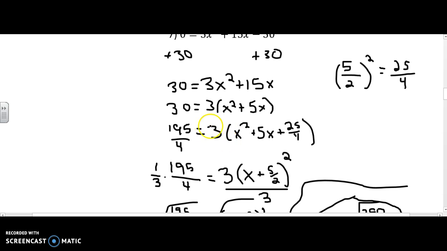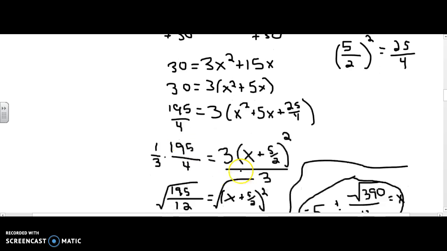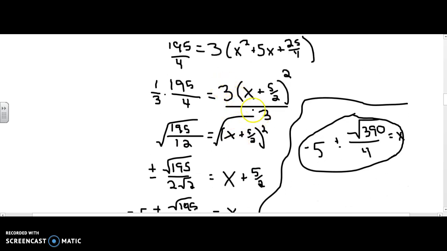I have to multiply by that number that was in here because really I'm not adding 25/4. I'm adding 75/4. So 120/4 plus 75/4 equals 195/4. I then go ahead and divide both sides by 3. Dividing by 3 is the same thing as multiplying by a third. That's after I factored this, okay? So multiplying by a third is 195/12.